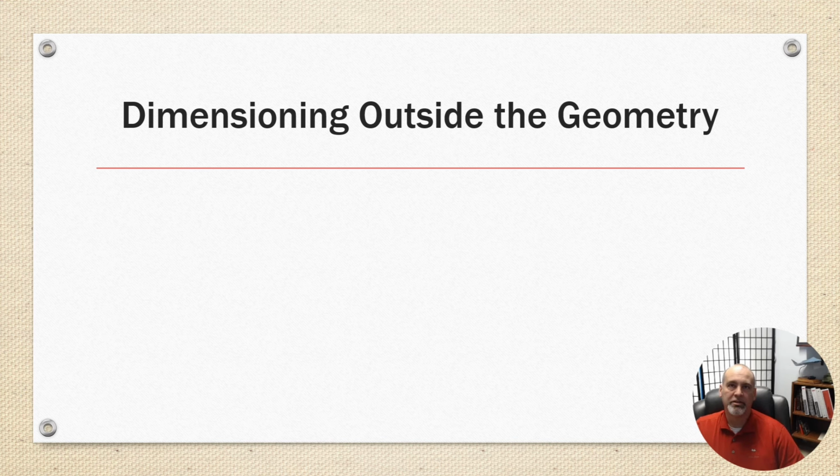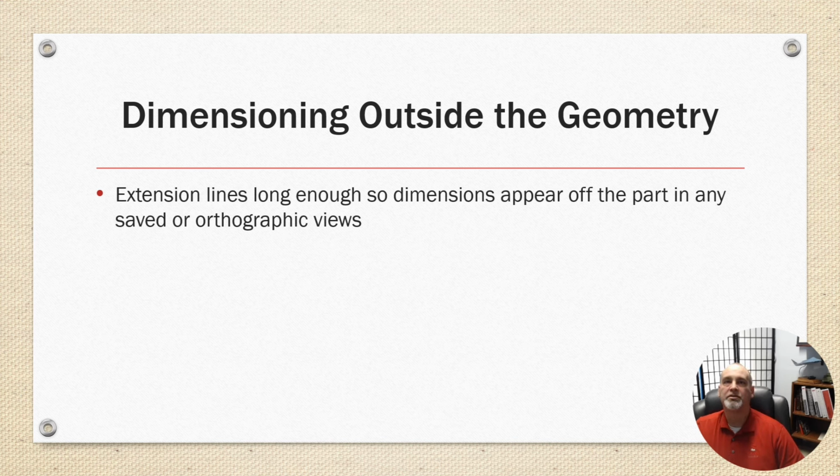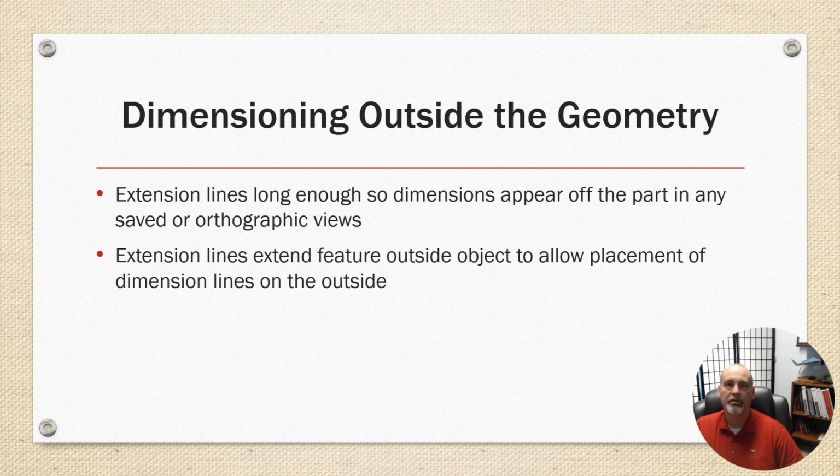Dimensioning outside the geometry. Extension lines long enough so that dimensions appear off the part in any pictorial or orthographic views, and extension lines extend the feature outside the object to allow placement of the dimension lines on the outside. So we have these extension lines, they come up to the part. Typically there's a little gap between it and the part, so you're differentiating it from the part, but it'll align from the edges.